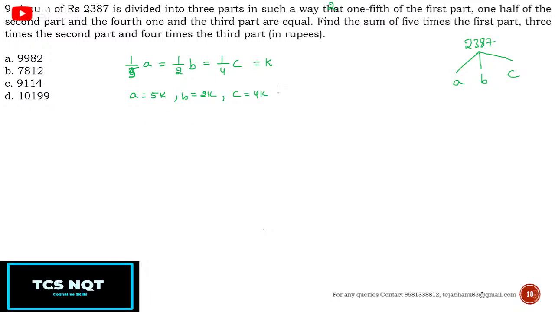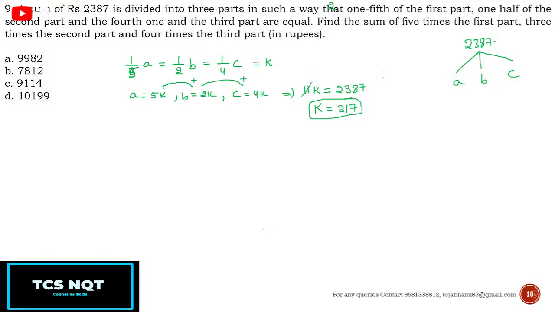He told that the total, that is 5 plus 2, 7, 7 plus 4, 11K parts, is equal to 2387. From this, K is equal to 217.